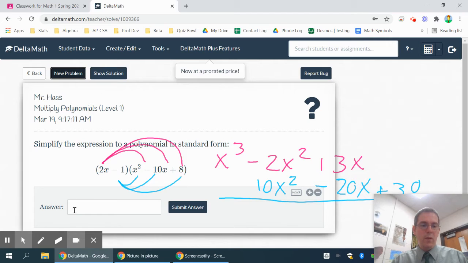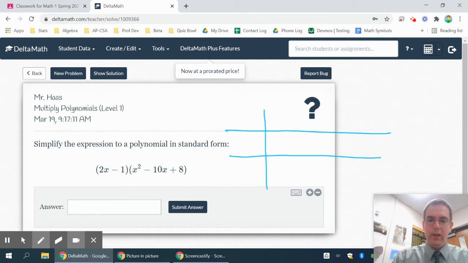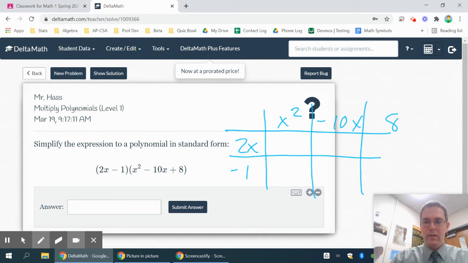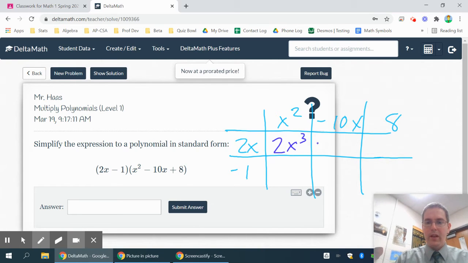We'll go ahead and do one more, and I'm going to do this one using the lattice or box method. So if I was using lattice or box, I would need a 2x and a minus 1 in front since it's the first thing, and then an x squared, a minus 10x, and an 8 here. Then what I would do is multiply the 2x times x squared is 2x to the third. 2x times negative 10 is negative 20x. And then 2x times 8 is 16x.